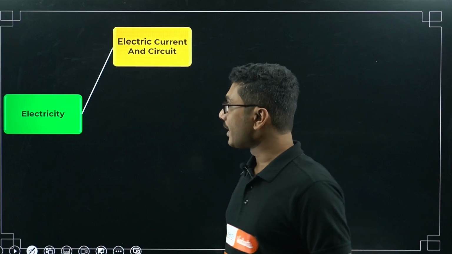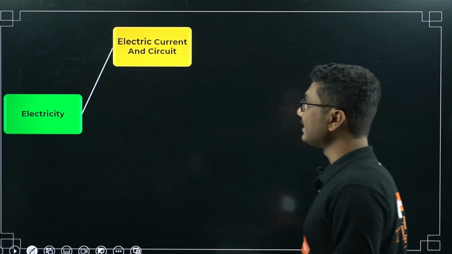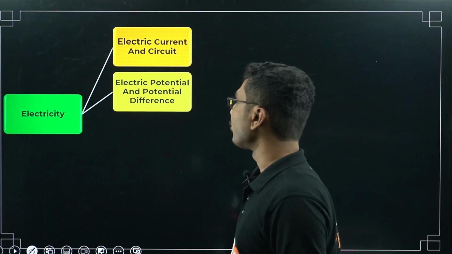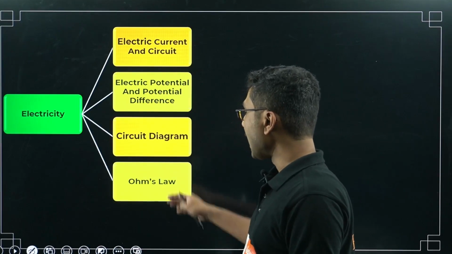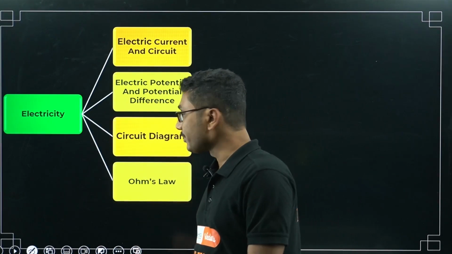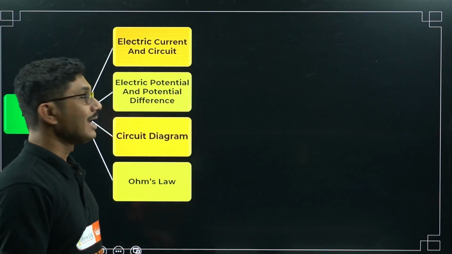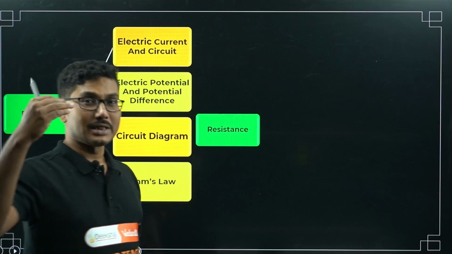First of all, in the part where we are going to discuss electricity, we will discuss electric current and circuits. Then we will discuss electric potential and potential difference. We will also discuss briefly circuit diagrams and Ohm's law, the most important concept. From Ohm's law, there is one more concept, that is resistance, but that we will discuss in tomorrow's lecture.